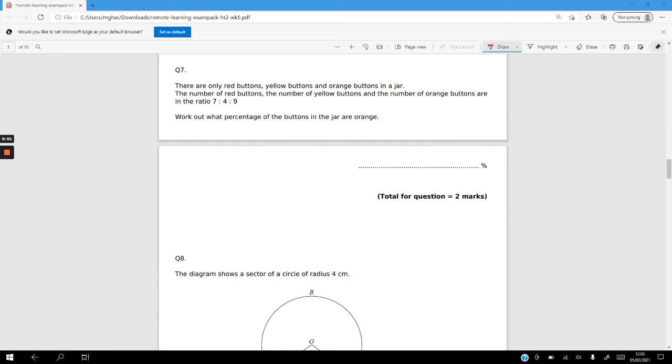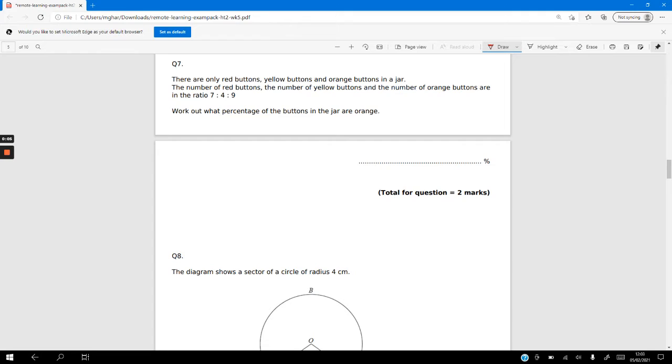Okay, so question 7. We've got red to yellow to orange, and it's 7 to 4 to 9. I want to find the percentage of the buttons in the jar that are orange. Now I know that a percentage is anything out of 100.